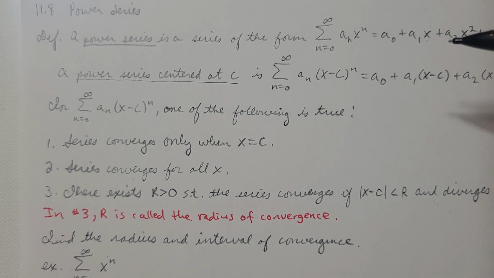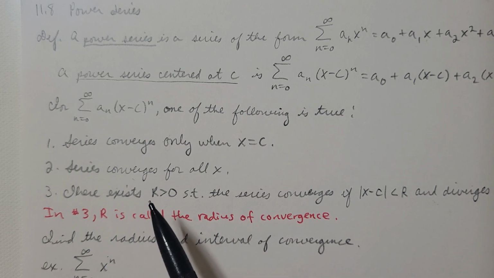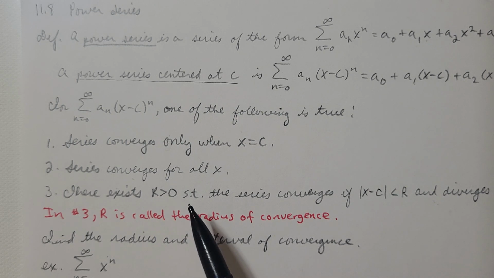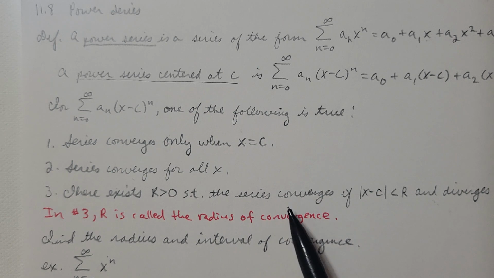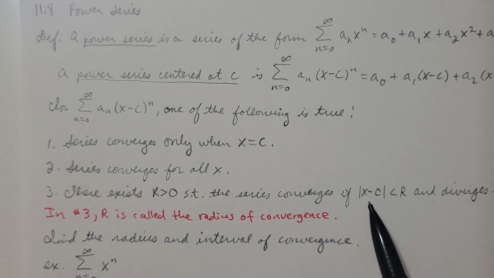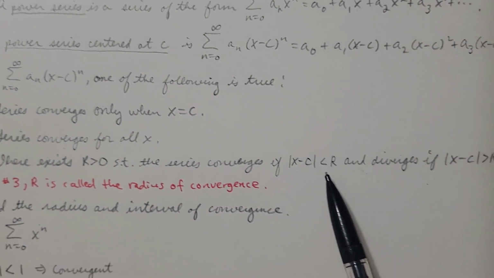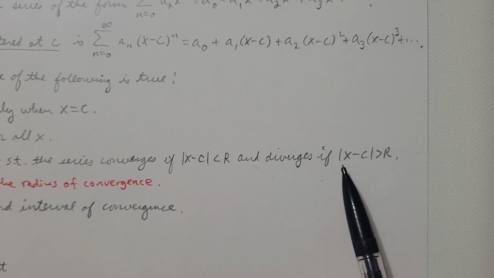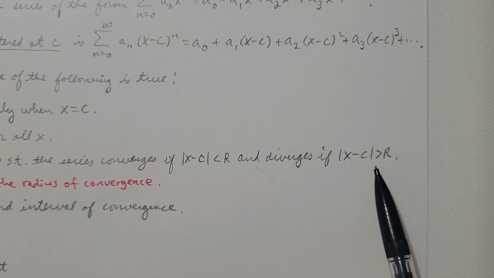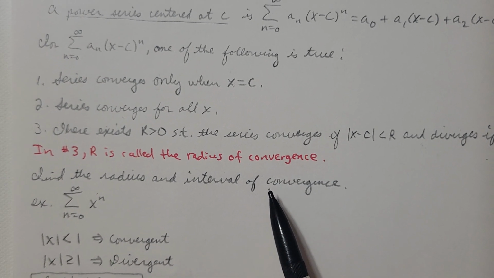Item 2 says that the series is going to converge for all x values. That's an option. Item 3 says that there exists a number R, which is called the radius of convergence. R is a positive number such that the series converges if the absolute value of x minus c is less than R, and it diverges if the absolute value of x minus c is greater than R.